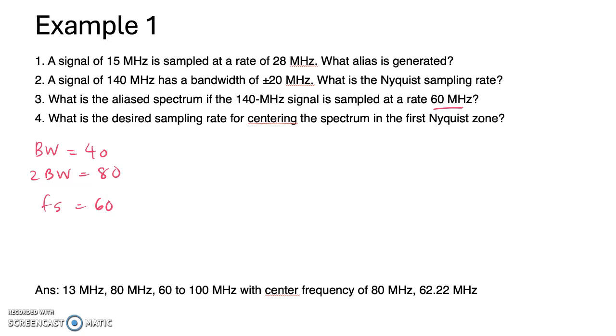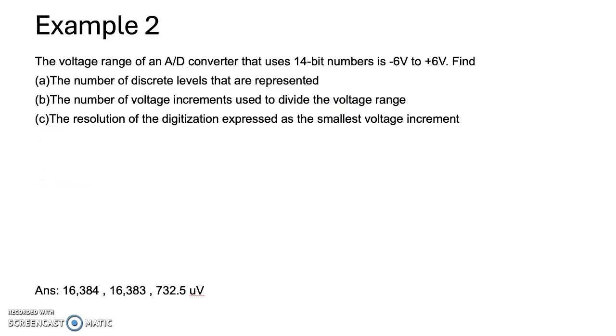Okay, moving on to the second example, the last example for the class today. The voltage range of an A to D converter that uses 14-bit numbers is minus 6 volt to plus 6 volt. Find the number of discrete levels that are represented. That is easy: 2 to the power of n, where n is 14.